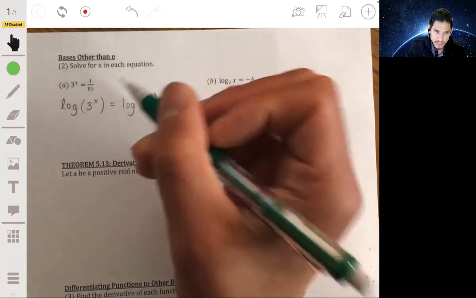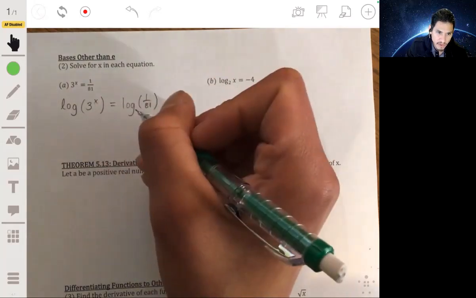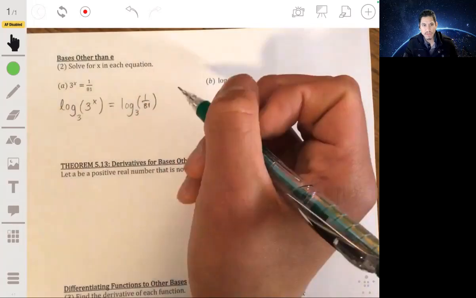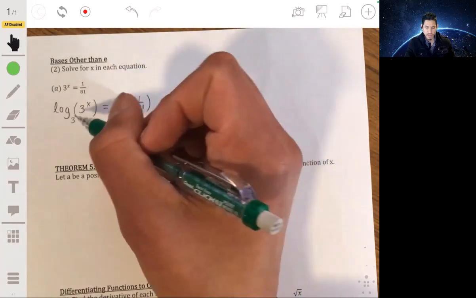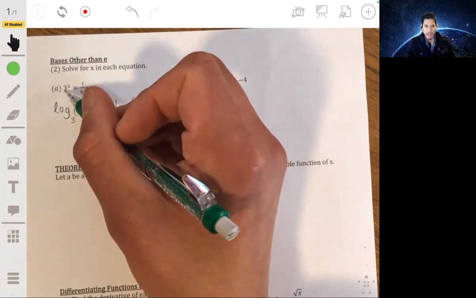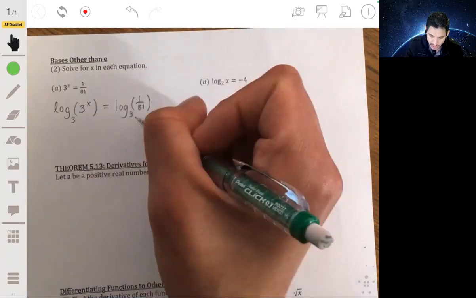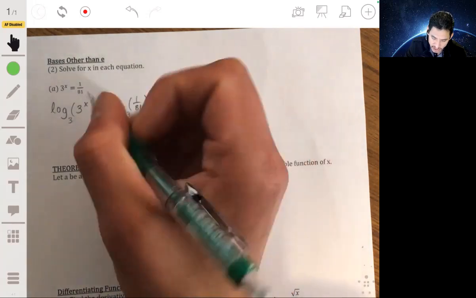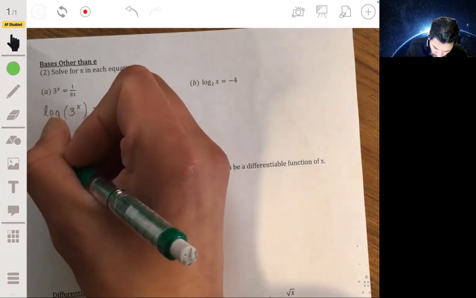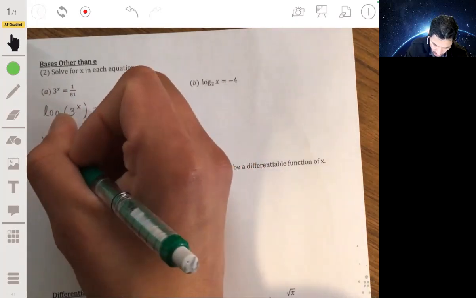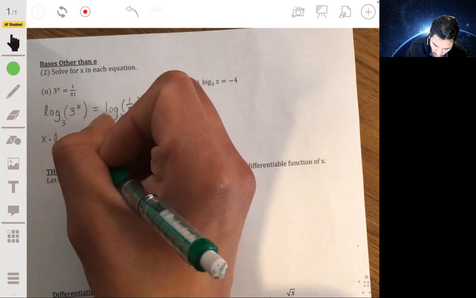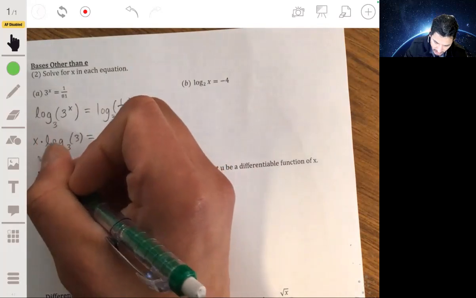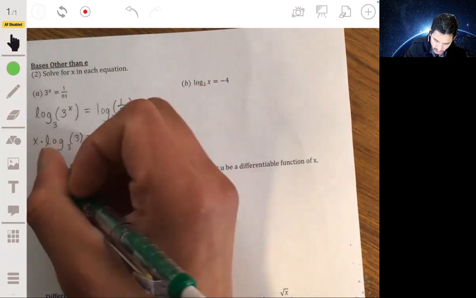Now, this is useful because you can make the base whatever you want, as long as they're both equal, and the easiest equation to solve is when the base is the same as the base here. So if they make the base 3, this allows us to write these as very simple equations because we can move this exponent into a coefficient. We get x times the log of 3 with a base of 3. This just becomes x times 1, which is just x.